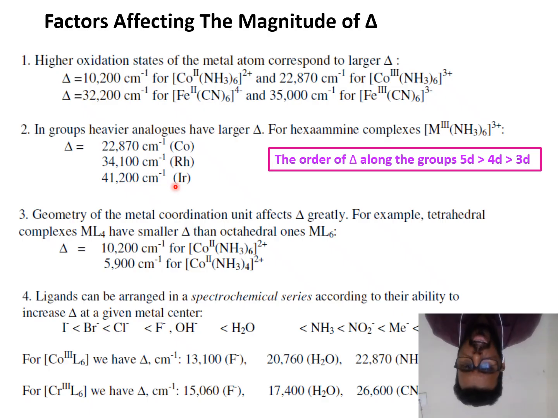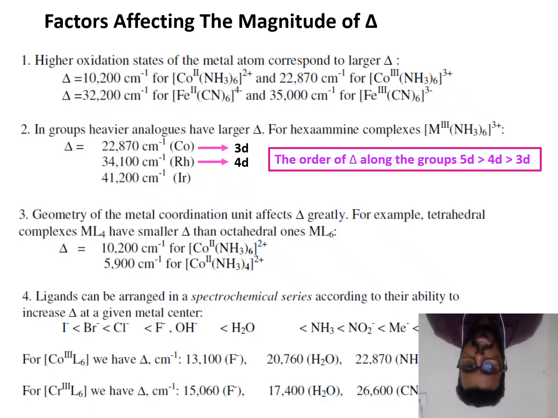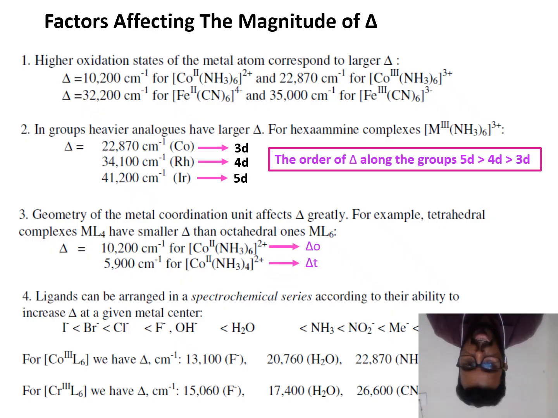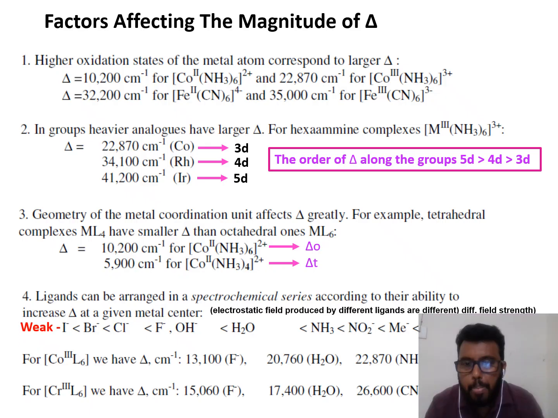So I already told you about the heavier analogs: 3d, 4d, 5d. Obviously, 5d will be giving higher energy, and in this case, delta O, delta P. Weak ligand and electrostatic field produced by different.